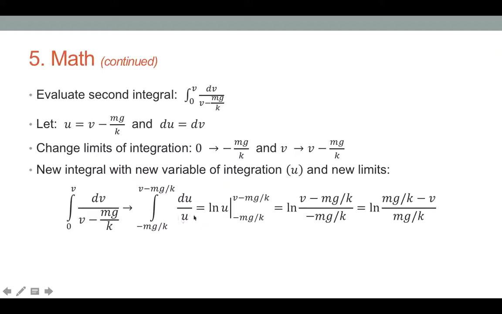But this integral right here is now very straightforward. It's just a logarithm. So it's the logarithm of u evaluated at these two limits. And technically it's the logarithm of this minus the logarithm of that. But that is just the logarithm of the ratio. So it's a logarithm of v minus mg over k, which is the upper limit, divided by minus mg over k, which is the lower limit. Now we have all these minus signs here, so I'm just going to multiply by minus 1 over minus 1, which simply gets rid of some of the minus signs. So now we have this expression.